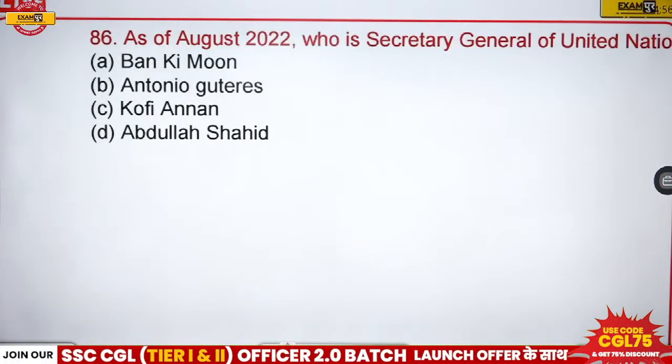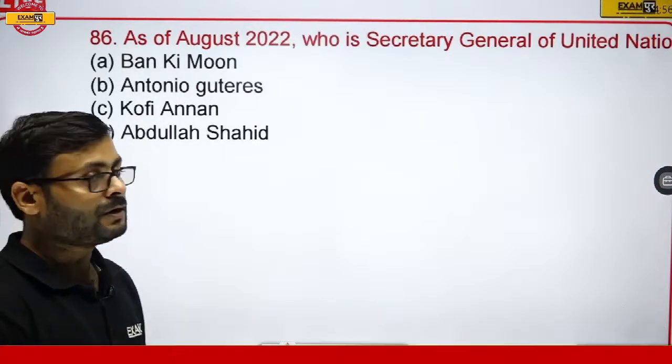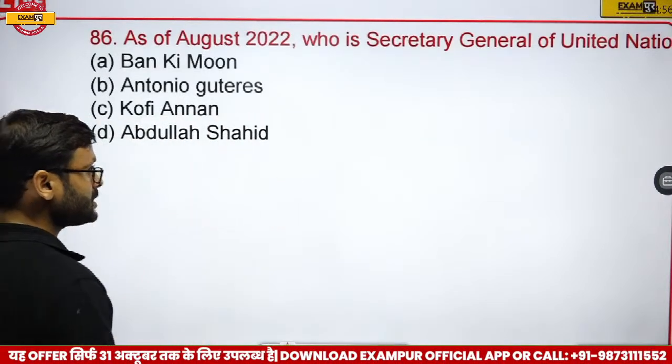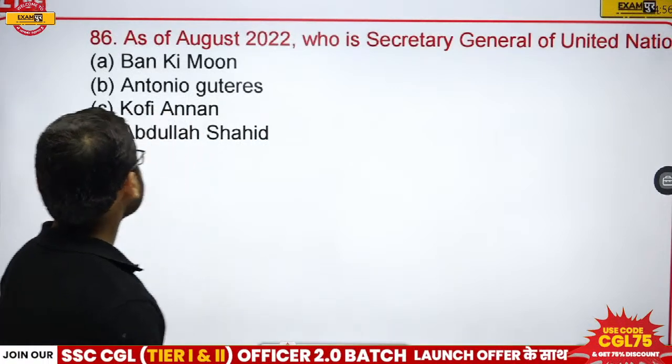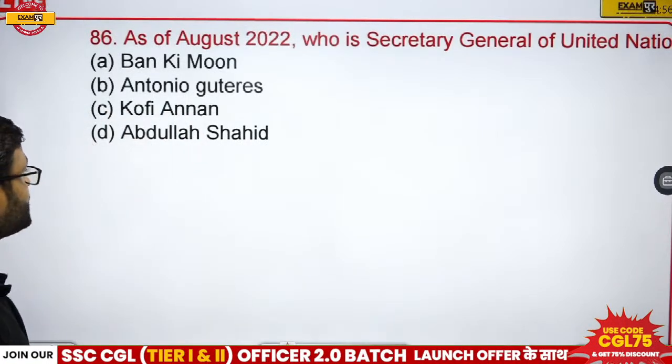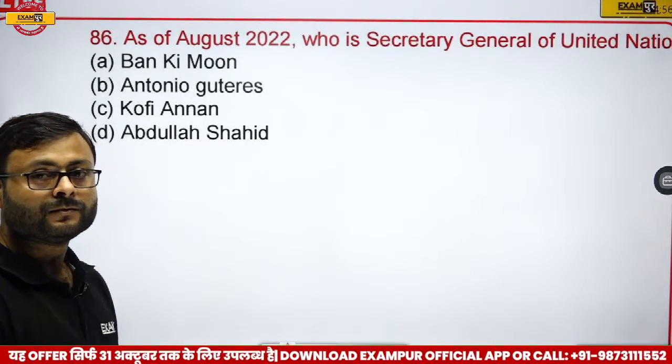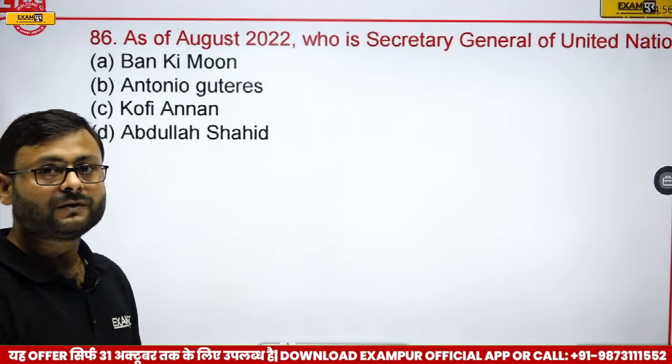Now come to the next question. As of August 2022, who is the Secretary General of the United Nations? The options are Ban Ki-moon, Antonio Guterres, Kofi Annan, and Abdulla Shahid. What is the correct answer for this question?